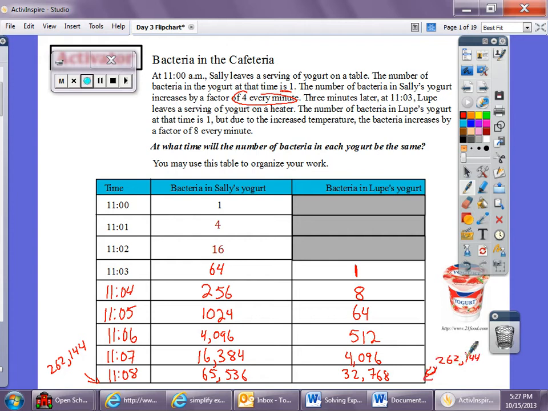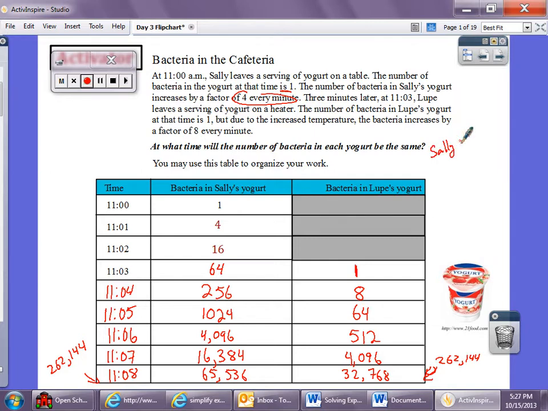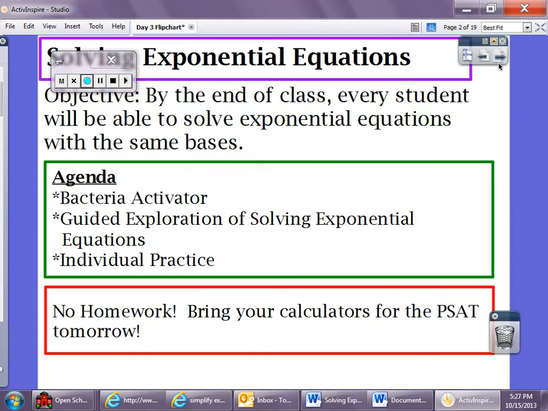So at 11:09, Sally and Lupe's yogurt will have the same number of bacteria. So at 11:09 they will be the same. So today we're going to be doing a guided exploration of solving exponential equations.